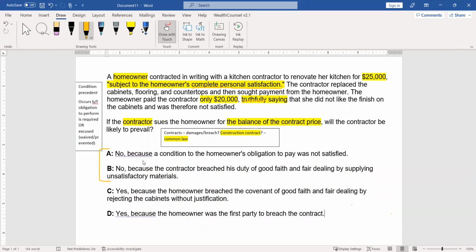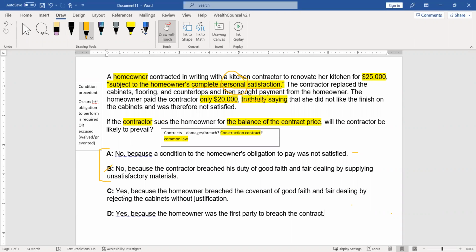Let's look at the no's. No, because the condition of obligation to pay was not satisfied. That looks pretty good. No, because the contractor breaches duty of good faith and fair dealing by supplying. No, that's not true. He gave her what he thought was good work. She just personally did not like it. This is the key. It's not that he did a bad job. It's just not to her taste. At least not enough anyway. She did pay some, just not all. She's not completely satisfied. So A is still looking pretty good.